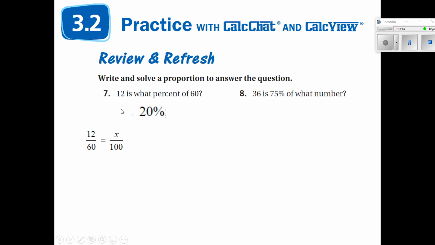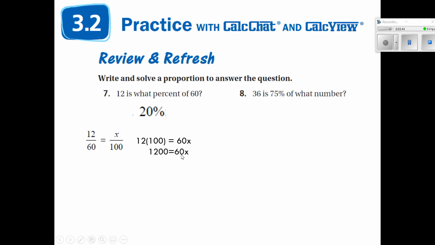So 12 is the "is," which goes on top. 60 is the "of," which goes on the bottom. So it is over of. And now I want to know, since 60 is 100% of whatever this is that 12 is part of, I need to find out in percent out of 100% what it would be. Well, I can make a cross product here. 12 times 100 is going to be equal to 60 times x. I'll multiply 12 times 100 and get 1200 equals 60x.